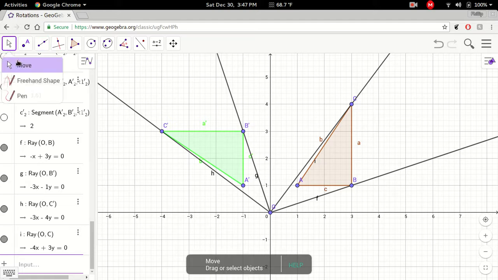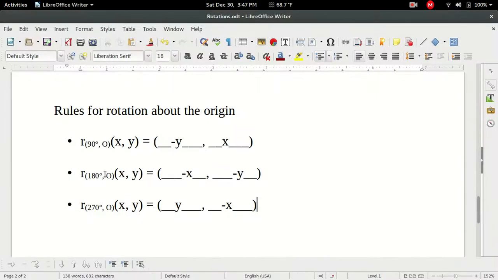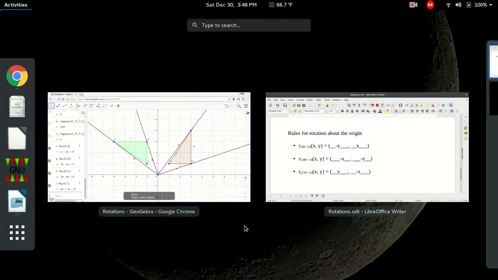Great. Now I would like you to do the same thing again. You're going to take the original object that we had here, and you're going to rotate it 180 degrees. Okay, so negative X, negative Y for that one.